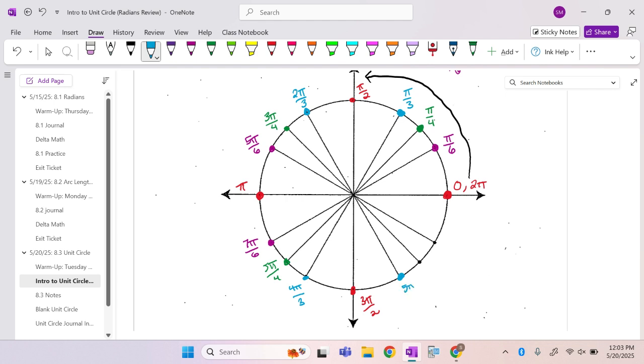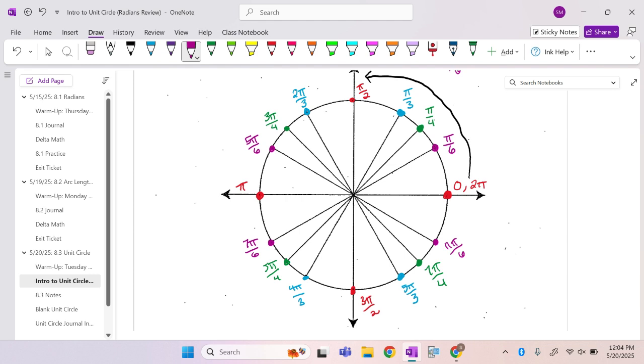Five pi over 3. Another fourth. 7 pi over 4. And lastly, another sixth: 11 pi over 6. And those are all your radian measures.